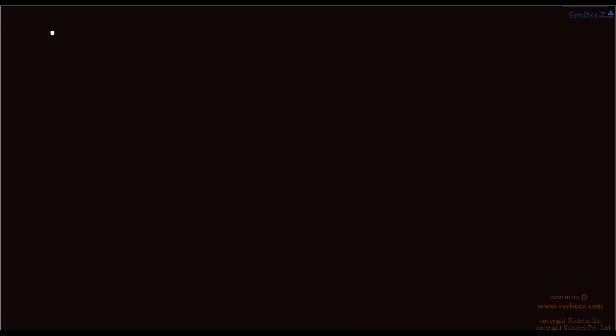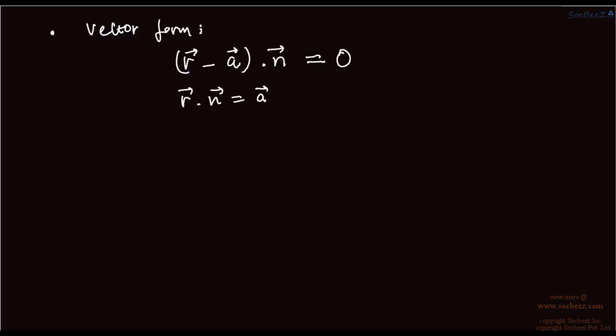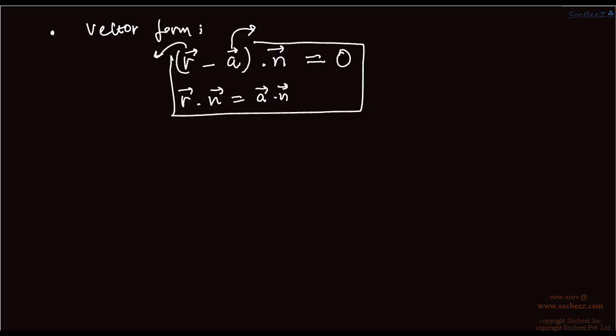Now we'll move on to the fourth form, which is the vector form. Also important. It can be easily used if you have a good grasp on vector algebra. So the plane equation is (r vector minus a vector) dot n vector is 0, or r vector dot n vector is equal to a vector dot n vector. Here a vector is the point given to you, r vector represents the xyz coordinates, and n vector is the direction normal to the plane. Okay, so this is how we write the equation of a plane in vector form.